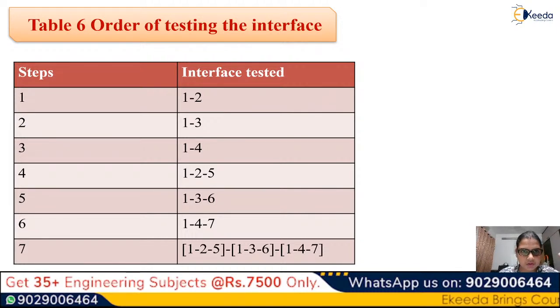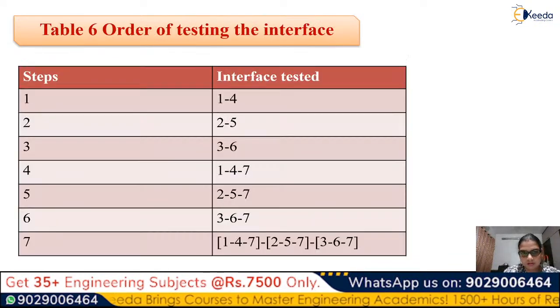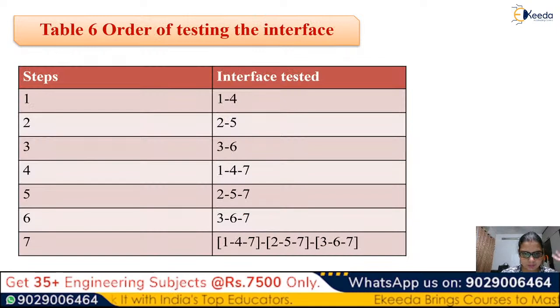This interface tested you have seen. Now we'll go to the order of the testing of the interface. Now let's see bottom up. Now in bottom up, we start from module 7 and carry on from the bottom onwards. Suppose module 7, module 4, module 5, module 6, module 1, module 2, module 3. Now how will they interface? They will interface module 1 to module 4, then module 2 with module 5, module 3 with module 6. Okay, in 3 steps. Correct.